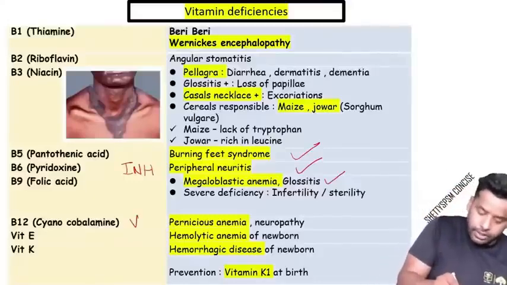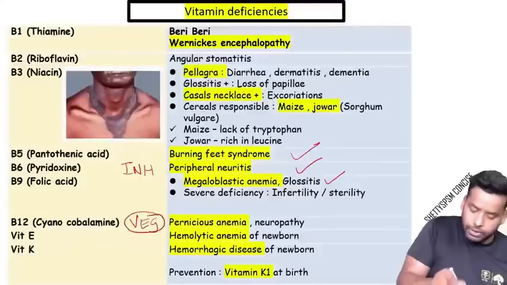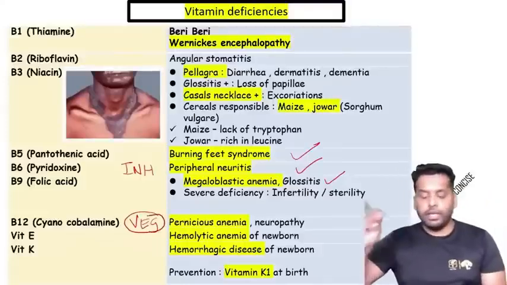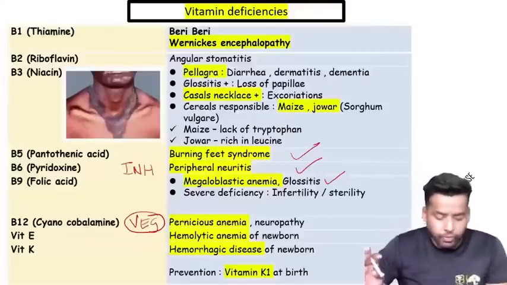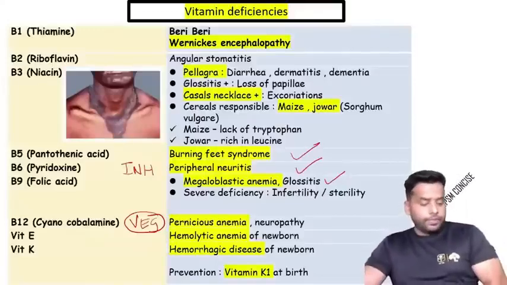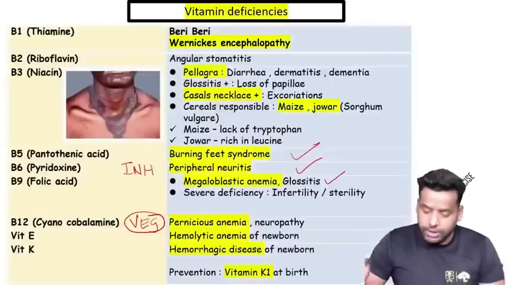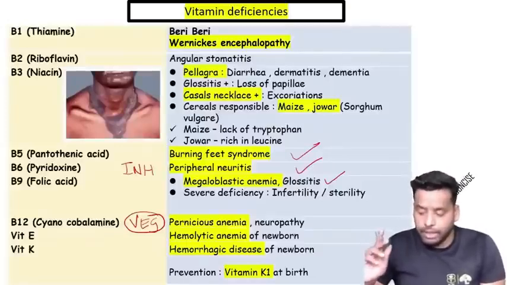What deficiency is seen among vegetarians if they ask this question? If your diet is mainly vegetarian-based, what deficiency will happen? It is B12 deficiency.